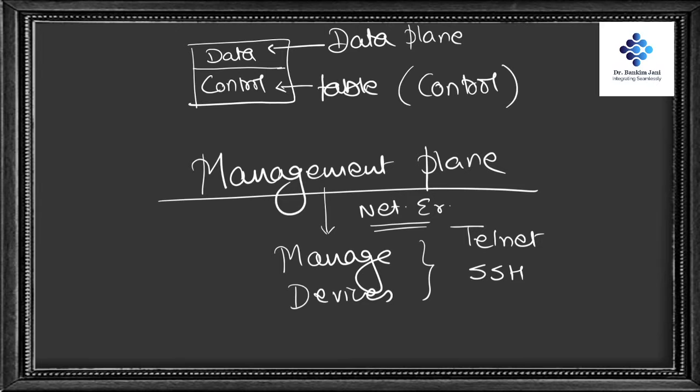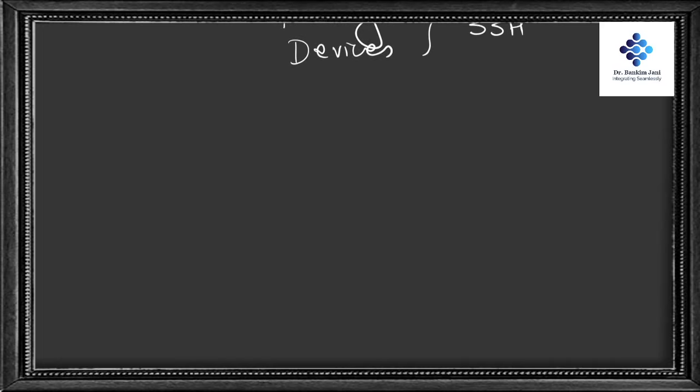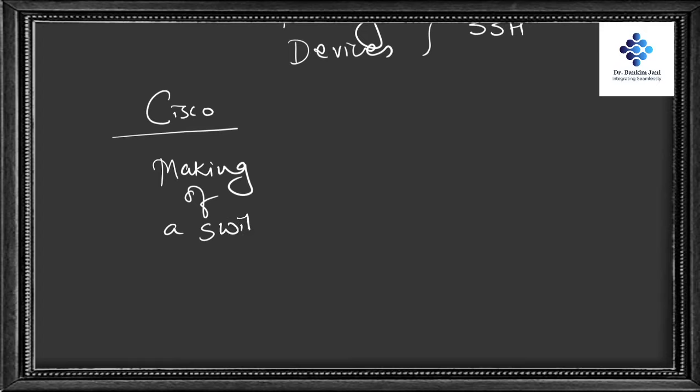Now to make it still simpler, let's say we are in a Cisco manufacturing unit, and we decide that we want to make a Cisco switch. So this is like the making of a switch. In making of a switch, we decide that we'll be making a switch with 24 ports. And then each port would be of, say, 1 Gbps.